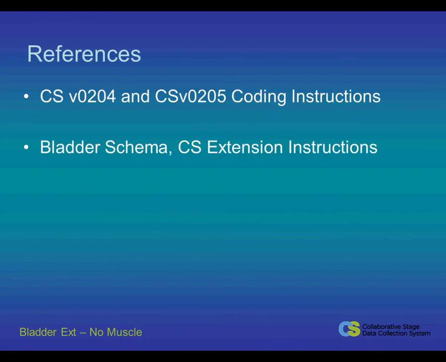Now you can look for more information in the CS version 0204 and 0205 coding instructions. You can also look at the bladder schema and the CS extension instructions available.